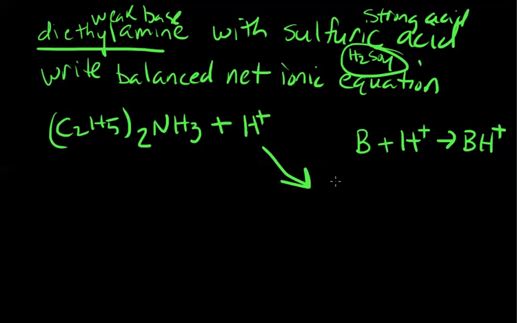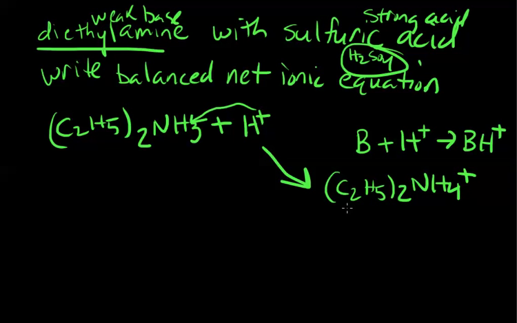So we're going to get (C2H5)2NH, and this hydrogen's going to add right there. So we're going to get NH2 plus. All right, so that's our product between this weak base plus this strong acid.